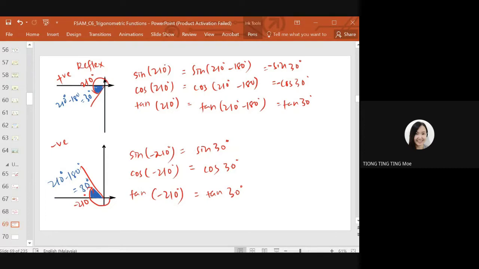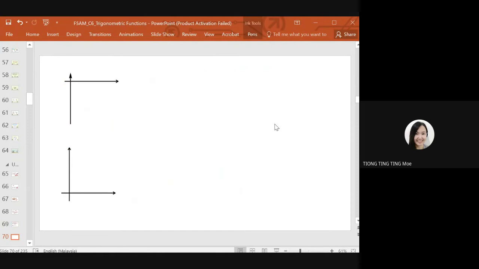So now positive negative, you see sine 30, y coordinate. Here y coordinate, y positive. So sine positive, then cos here because at left hand side, cos negative, then tangent either one negative, so tangent is negative. Okay. Very clear, right? So one more.